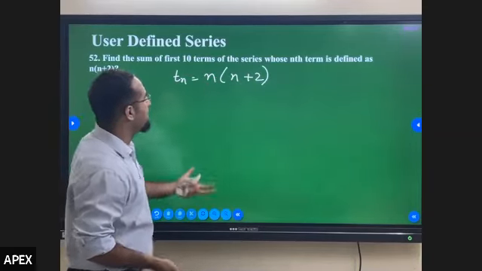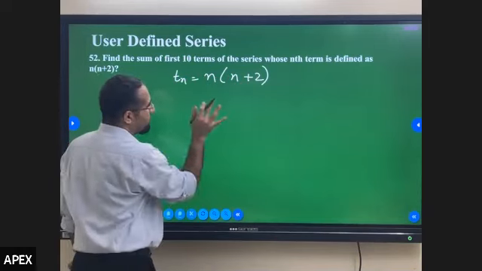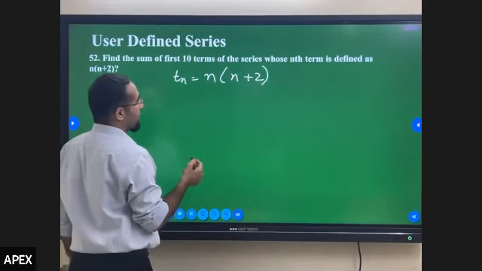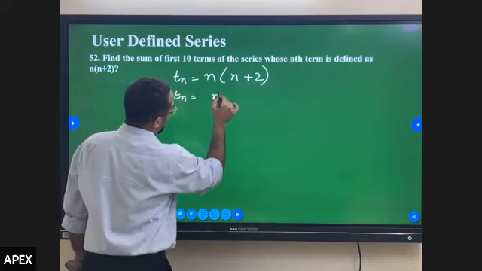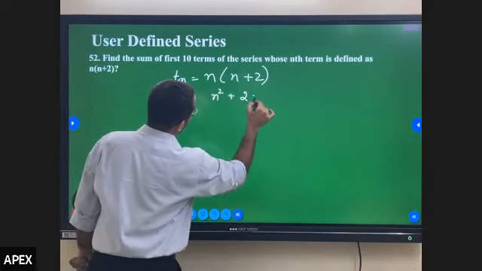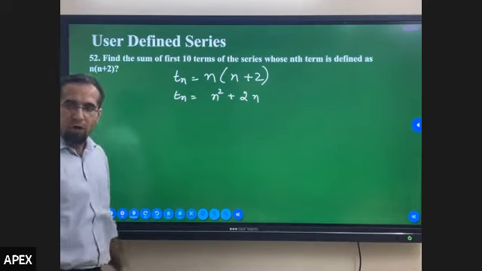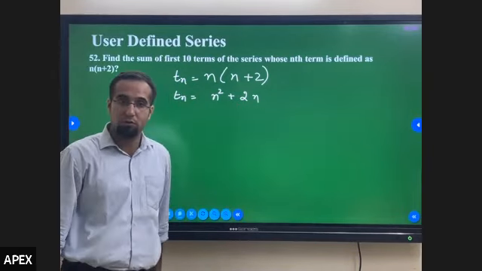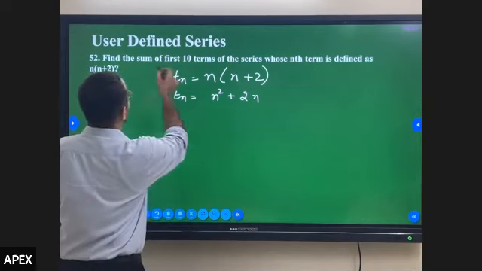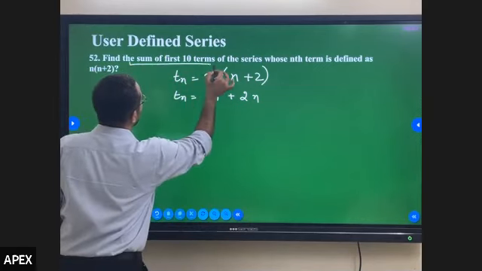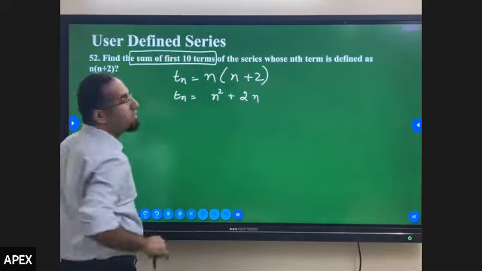If every term is like this, what will I do here? Algebraically, this becomes T of n is equal to n square plus 2n. Understand how summation works. Suppose I ask you for the sum of the first 10 such terms of this series.